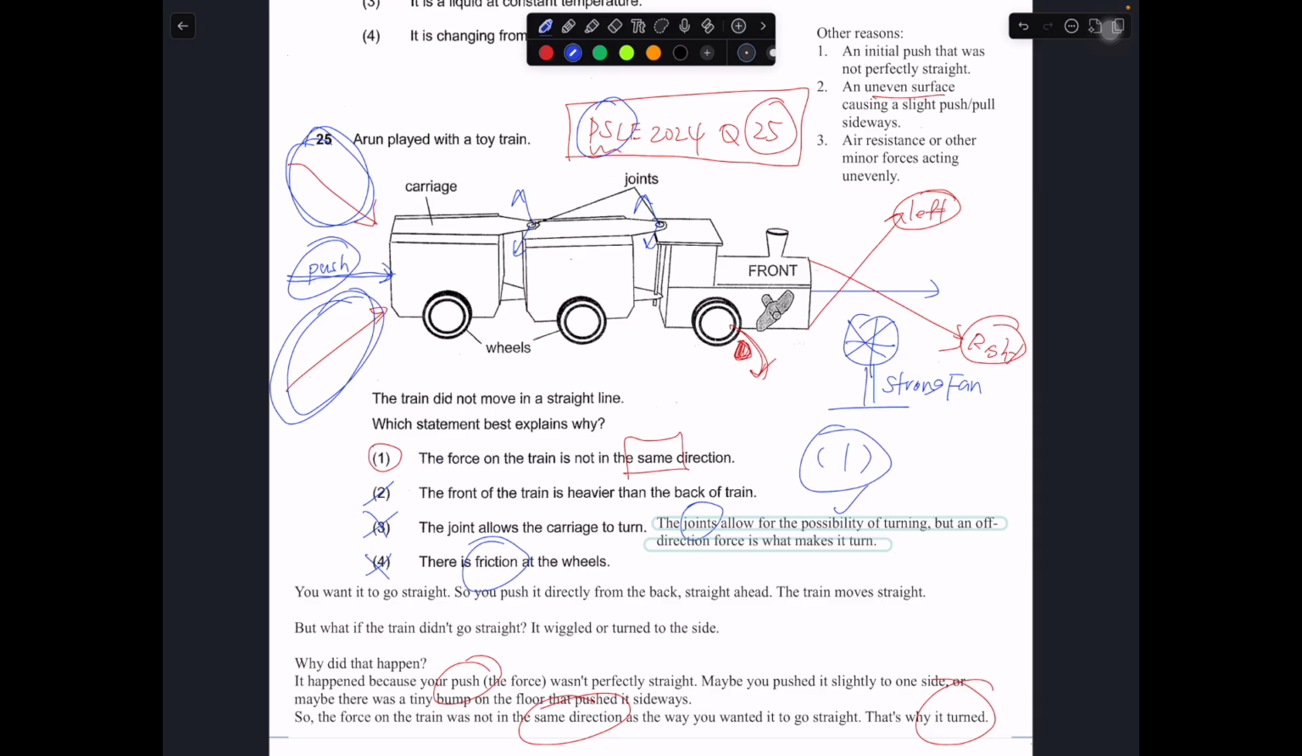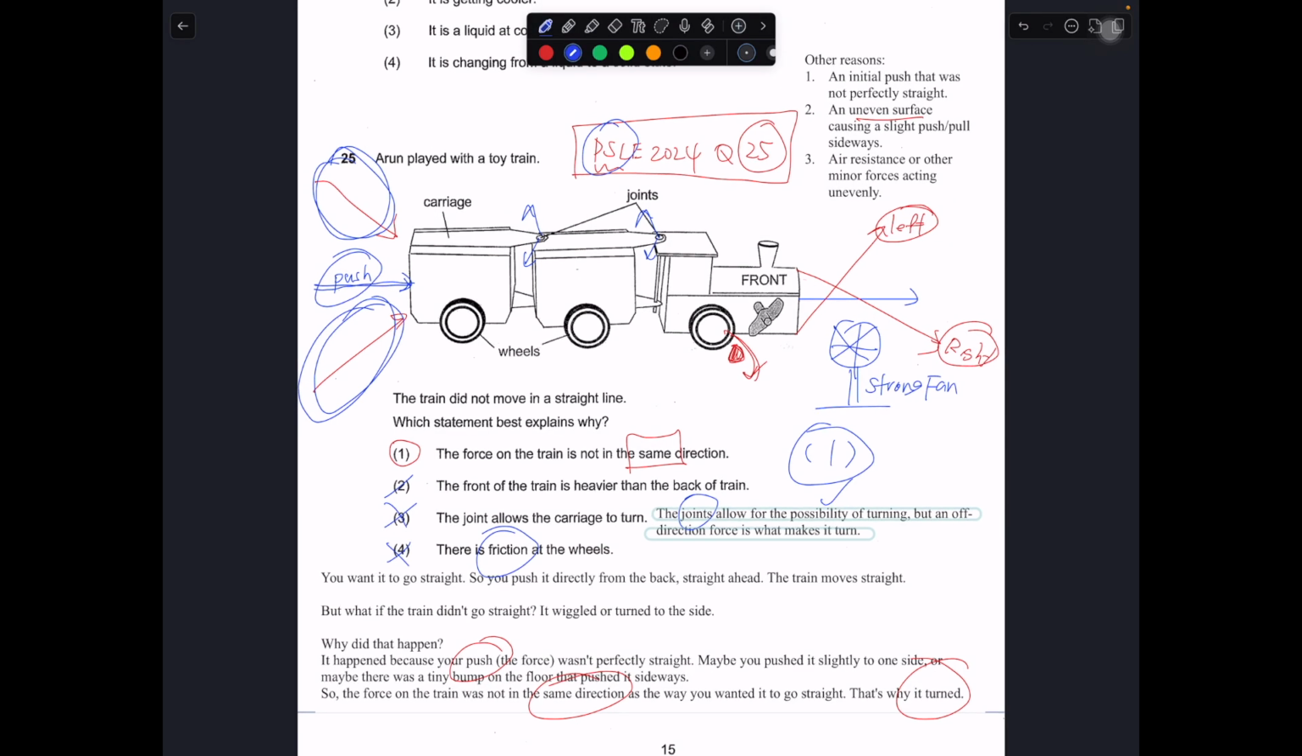This is a pretty tough question because you need to really go through each option very carefully, and the answer is number one, because the force on the train is not in the same direction. That's why the train will move either left or right, or it turns, as the force is being acted on the train.